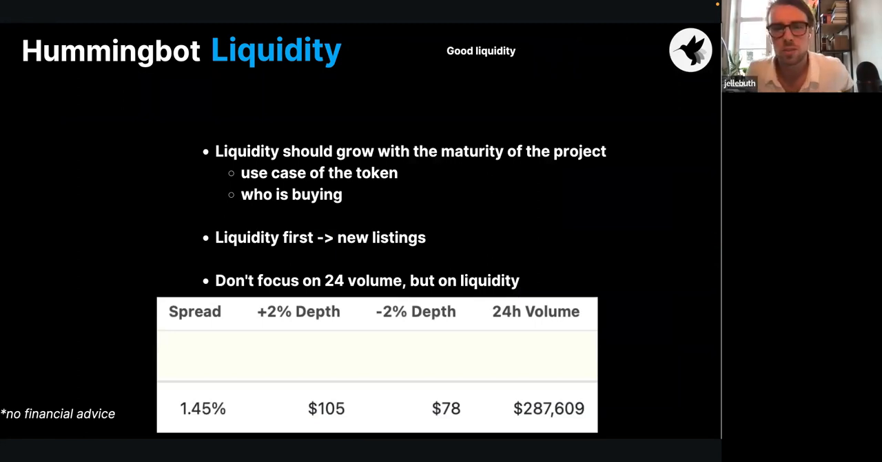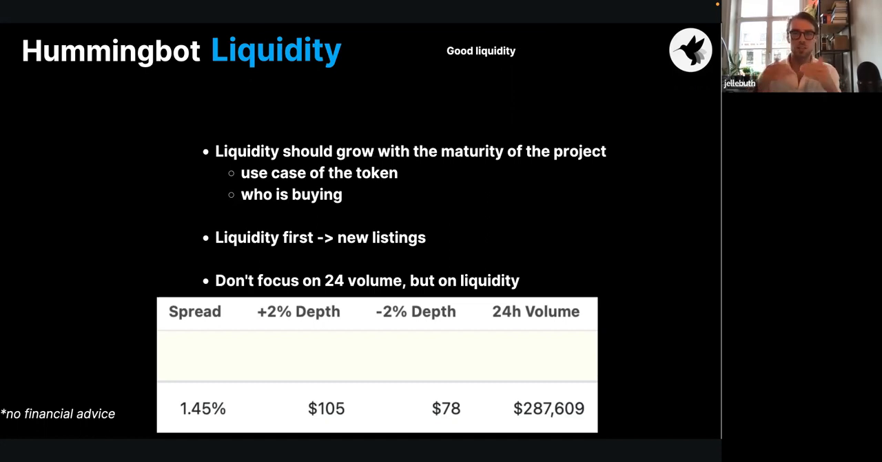Last couple of comments. When we look at Bitcoin, that should not be your aim specifically. Liquidity should grow with the maturity of your project. The bigger or more mature you are, the more liquidity you probably need. It also heavily depends on the use case of the token. I was talking to a project where on average people were staking $400 of the token in their liquidity pool.